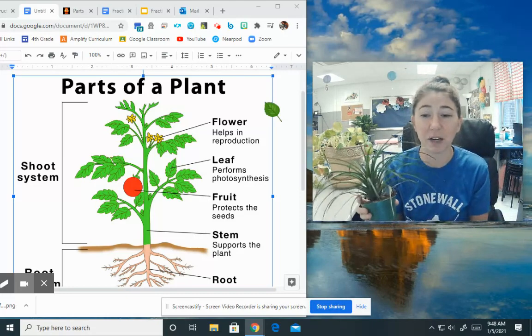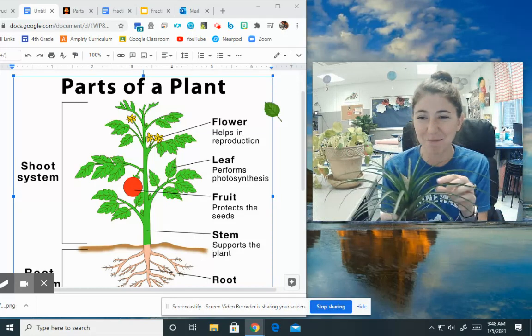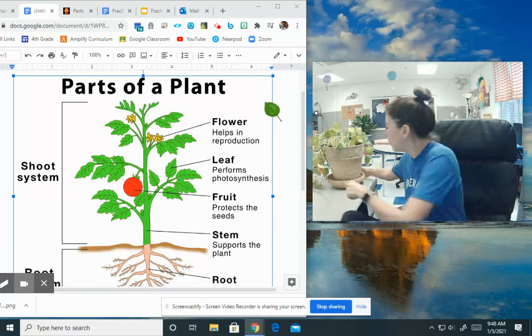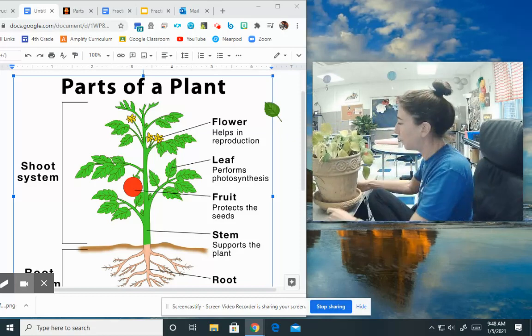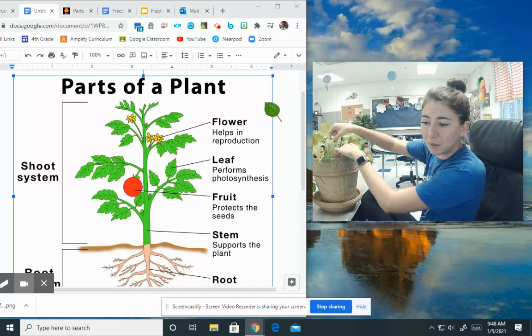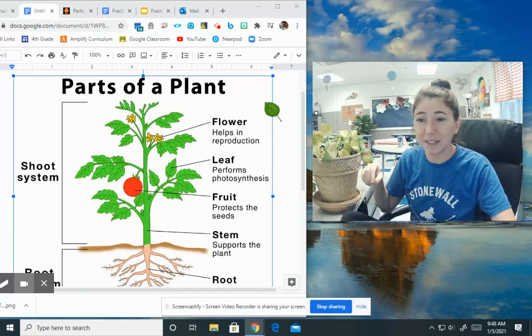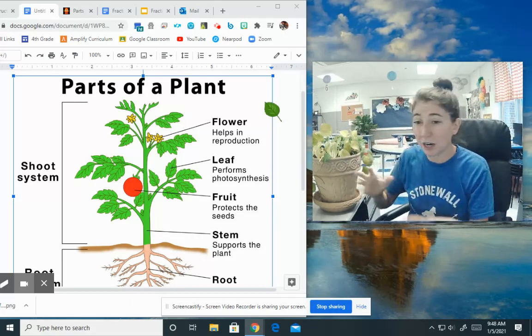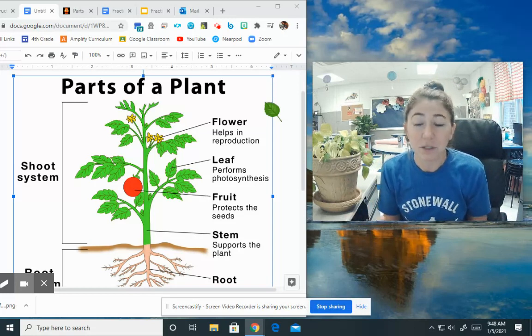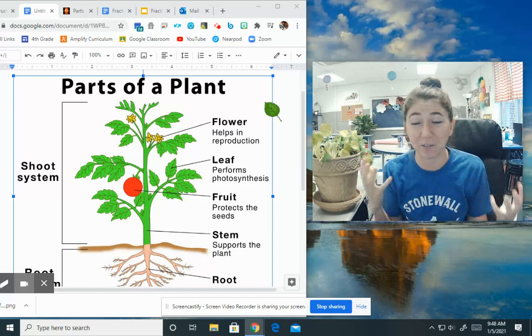So then we move on to the stem. My stem might look a little different than the plant that you see on my screen, but then we've also got this plant here that has some different looking stems. So stems might look different on different plants. You think about what is the function of the stem. Why is it there? Different plants have different functions.